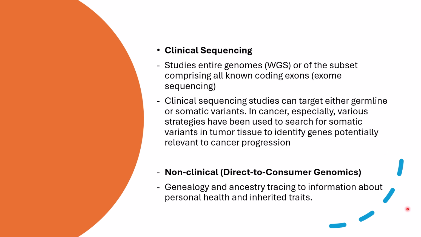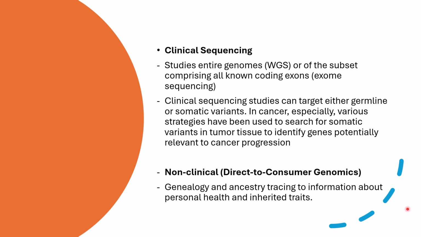We use two types of sequencing: either studies of the entire genome, like whole genome sequencing, or we study a subset comprising all coding exons. For example, in lung cancer, we do a limited panel that will include specific mutations, looking for specific sites, specific loci on specific chromosomes, such as EGFR, KRAS mutation, BRAF mutation, and so on. In melanoma, for example, we test for a BRAF mutation.